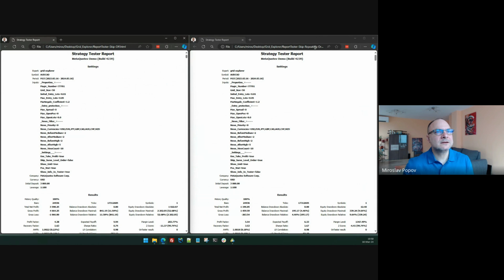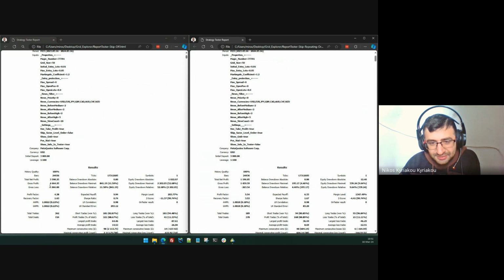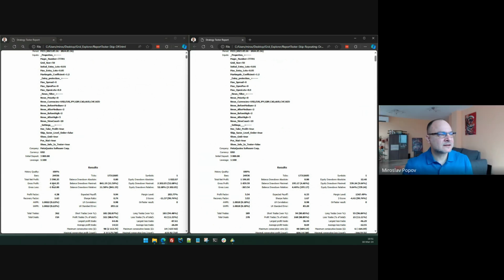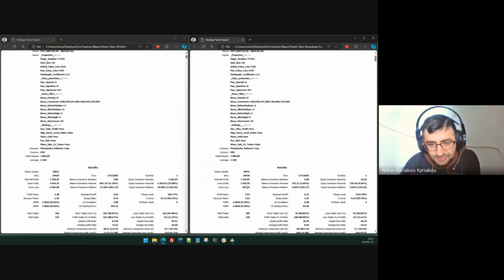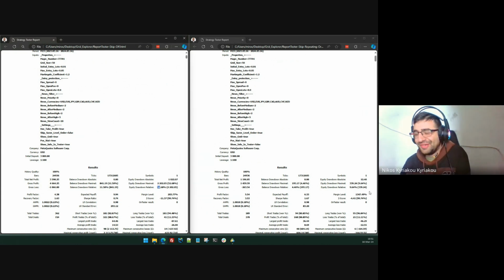So this is the new one, the skipping repeating orders. This is the original system. Let's first compare the profit. Here the profit is 4,600. Here the profit is only 1,400, but it has less loss. The drawdown is only 9.6 and here it is 52. That's a huge difference actually.